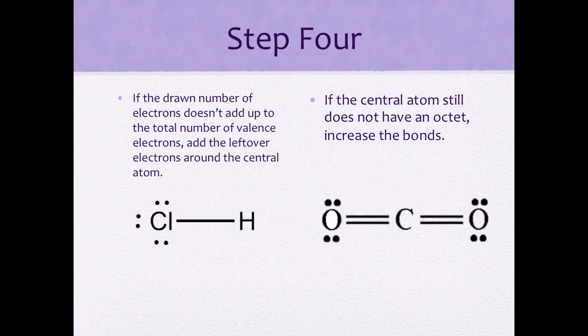For step 4, if the number of electrons doesn't add up to the total number of electrons that you got in step 1, then you add the leftover electrons around the central atom. And then if the central atom still doesn't have an octet, you have to increase the bonds to either single or double to satisfy that, or even triple too.